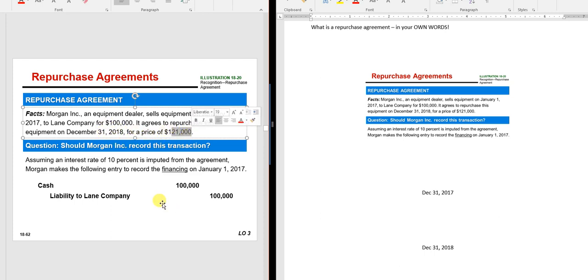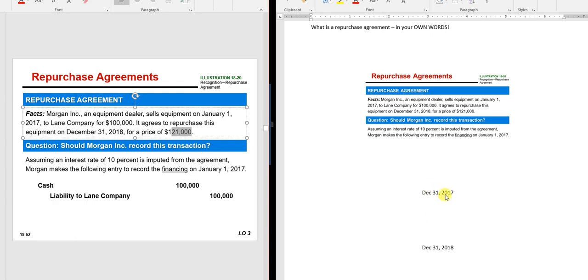So this $21,000 is 2 years of interest. You can probably even figure out what the interest rate is over paying $21,000 for 2 years of interest. But assuming that a 10% interest rate is imputed, I'm going to debit cash. Okay, remember I sold them this, and I credit you. It's no different than a loan, guys, but I can't call it a note payable because there's no note. So I say liability to Lane Company. You can even call it repurchase liability or some sort of payable under financing arrangement, payable under repurchase agreement, something that indicates this is a liability, but it's not a notes payable.